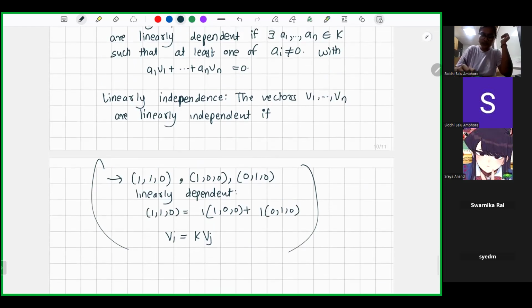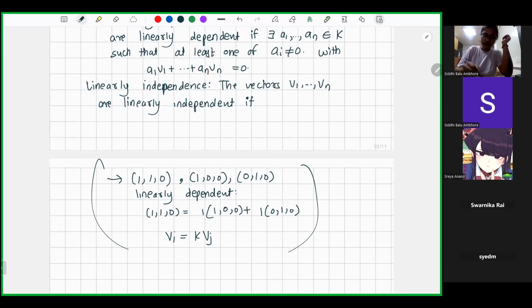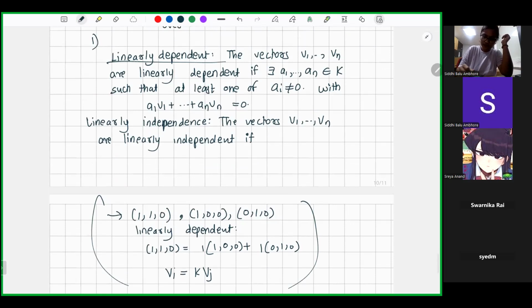So we said that this is linearly independent if, for a1 to an in k.